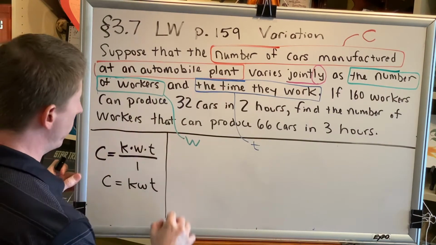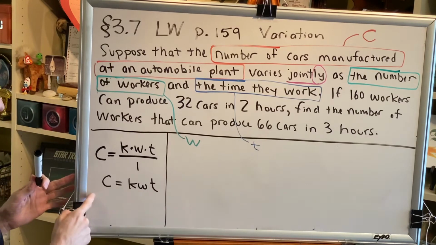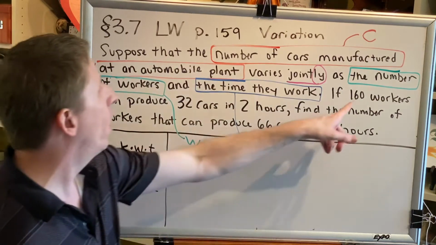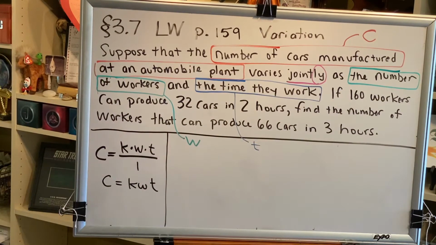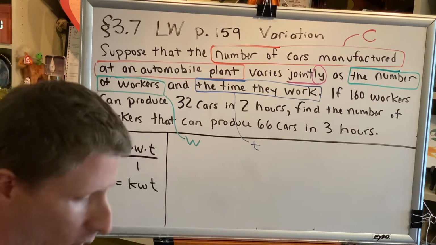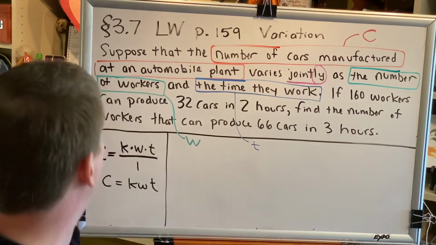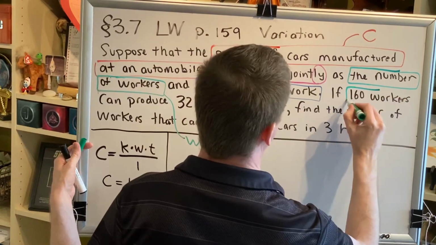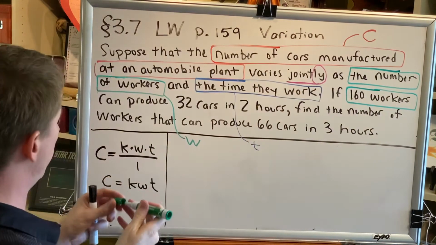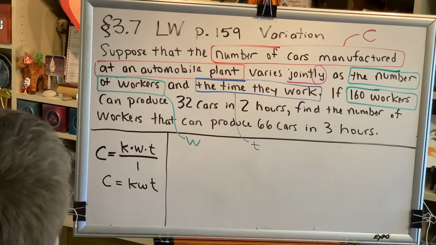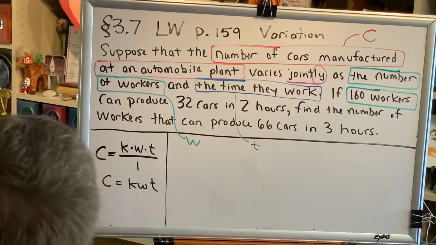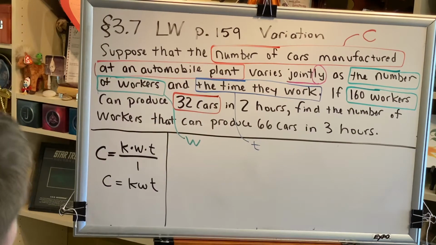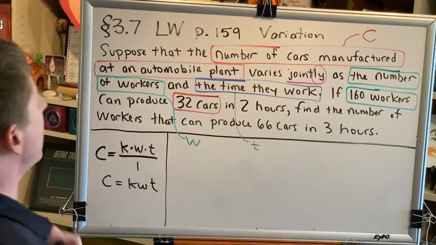We're now ready to move on to plug in all of the variables except for K so that we can solve for K. The next sentence says, if 160 workers can produce 32 cars in 2 hours. All right, well, 160 workers, that's W, which I've been doing in green. Okay, can produce 32 cars, that's C, which I've been doing in red, in 2 hours, that's T, time.